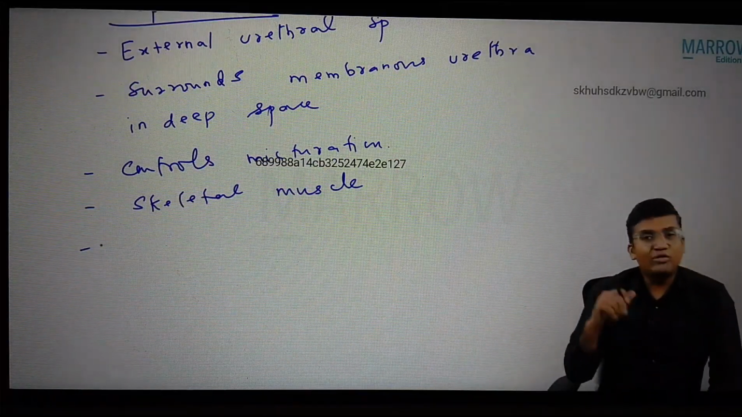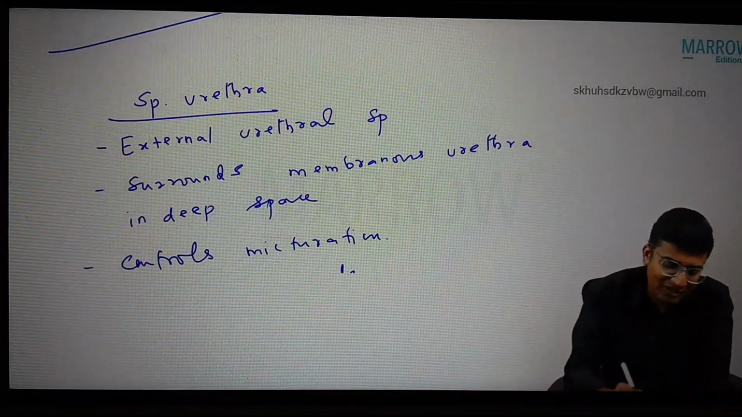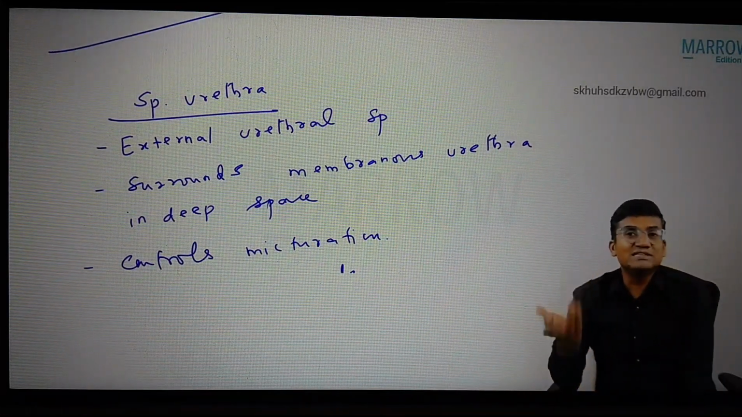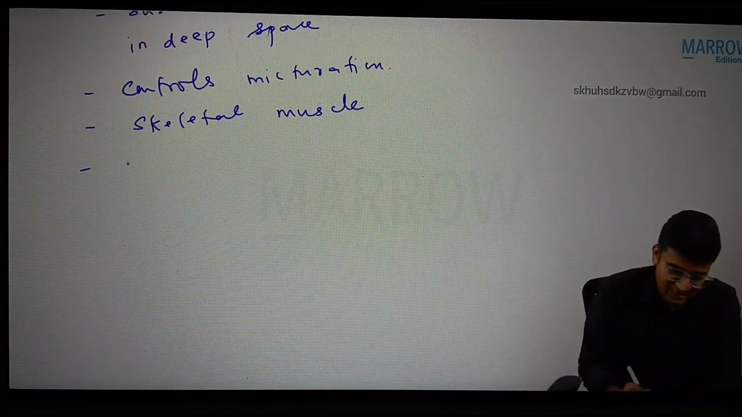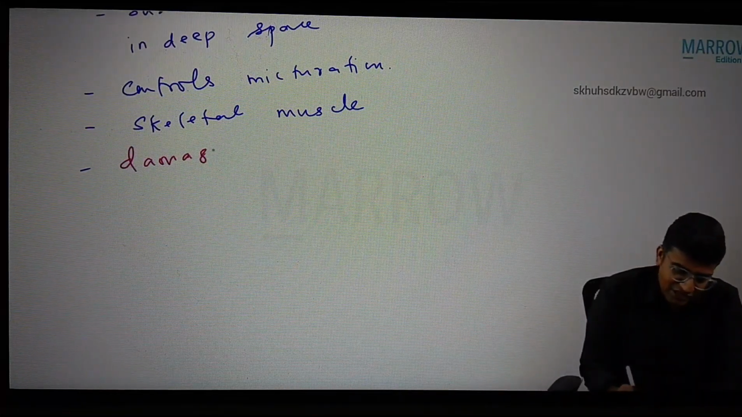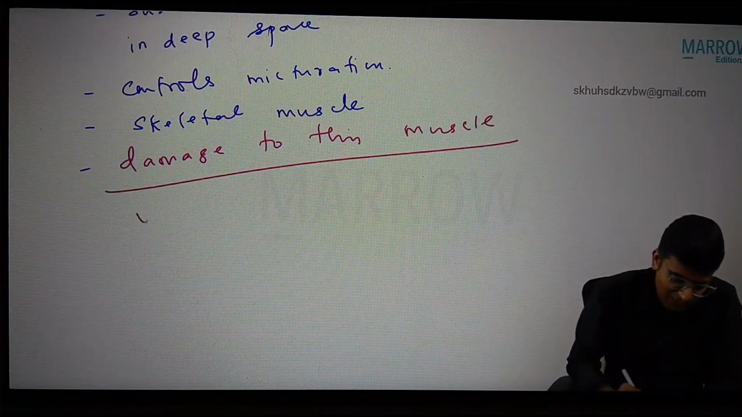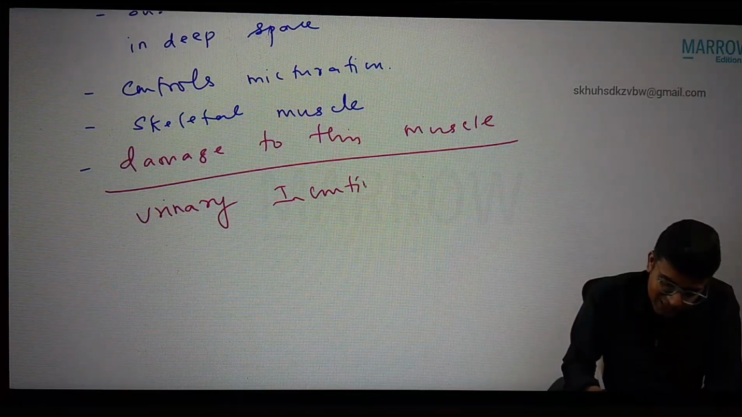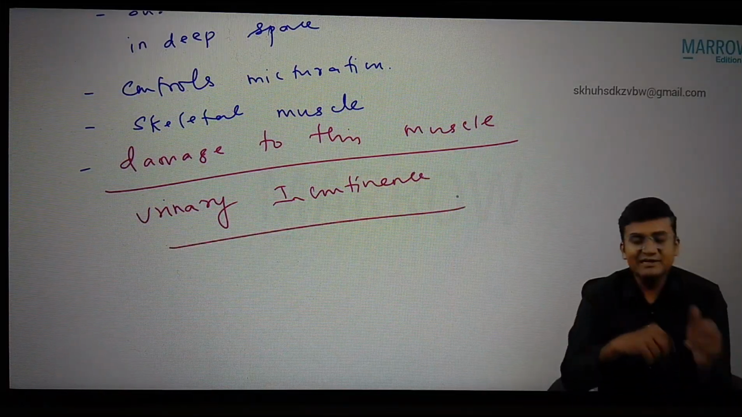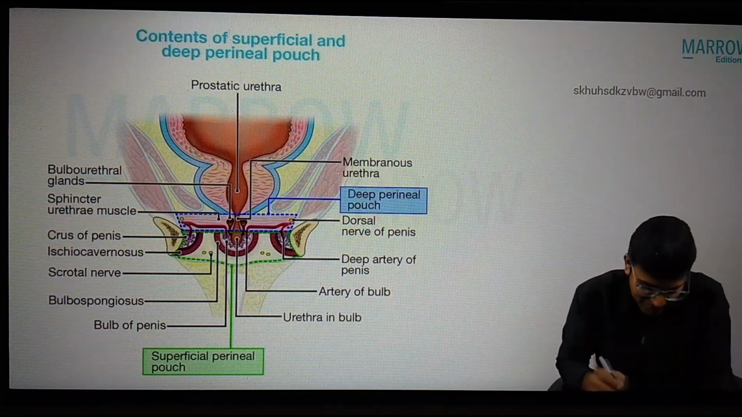Fine. Now damage to the external urethral sphincter, damage to the sphincter urethrae. What happens? The patient loses control over micturition. That is called urinary incontinence. So damage to this muscle results in urinary incontinence.